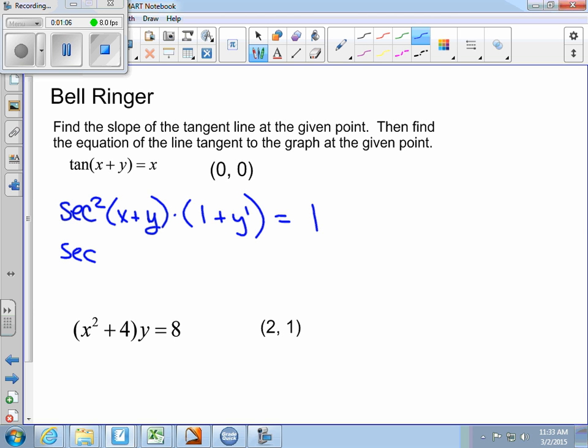I'm going to do secant squared of 0 times 1 plus y prime. You need a numerical value for the slope because you need a tangent line. Isn't that what it's to find the equation of the tangent line?